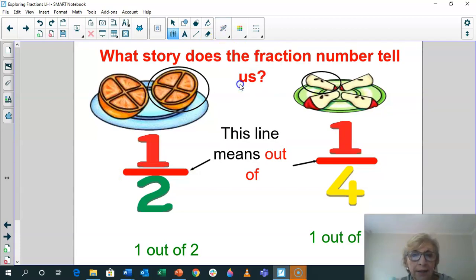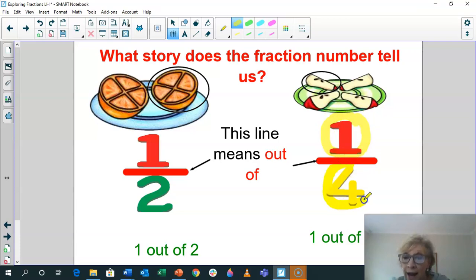Right. Now let's have a look at this one. So here we have a plate of pears, 1 pear cut up into 4 equal parts, remember. So I then have circled 1 of those parts, which means I'm allowed to have 1 out of 4. 1 out of 4. Right.